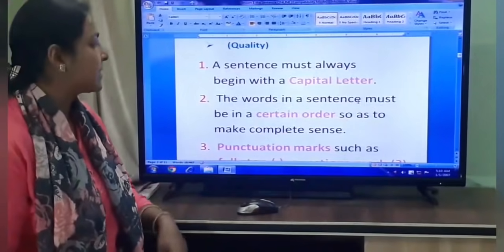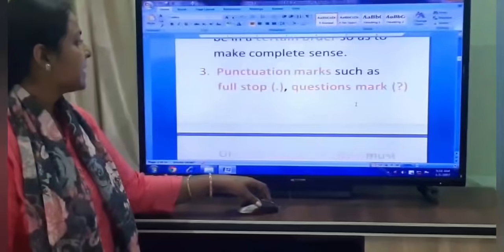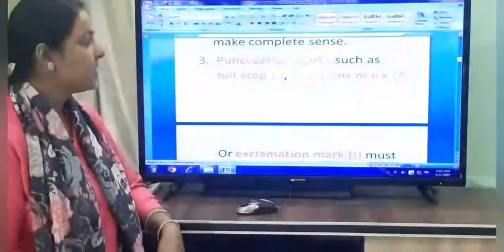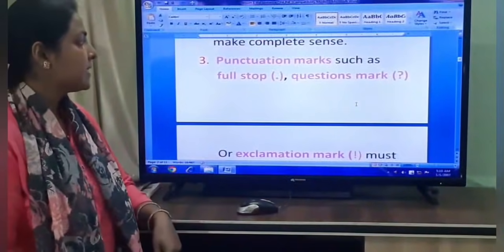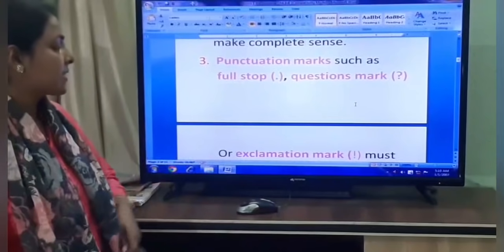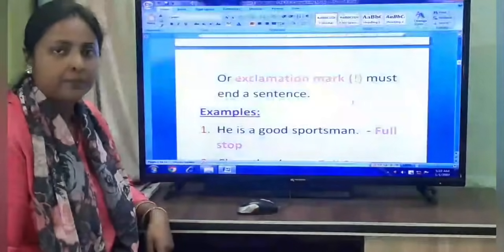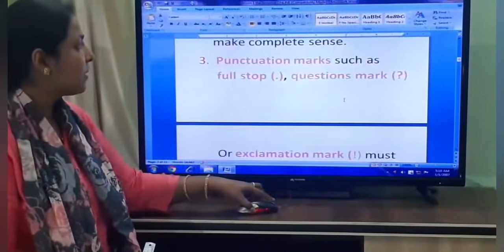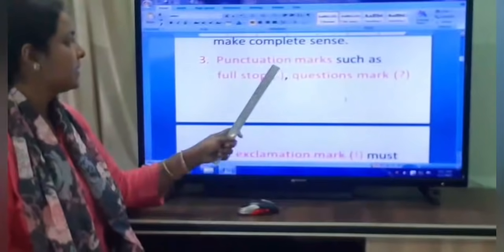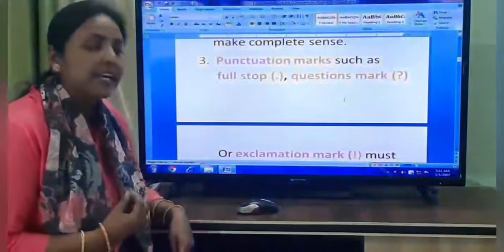And makes complete sense. The third one is punctuation. Punctuation marks such as full stop, question mark or exclamation mark must end a sentence. Without punctuation marks, the sentences are meaningless.